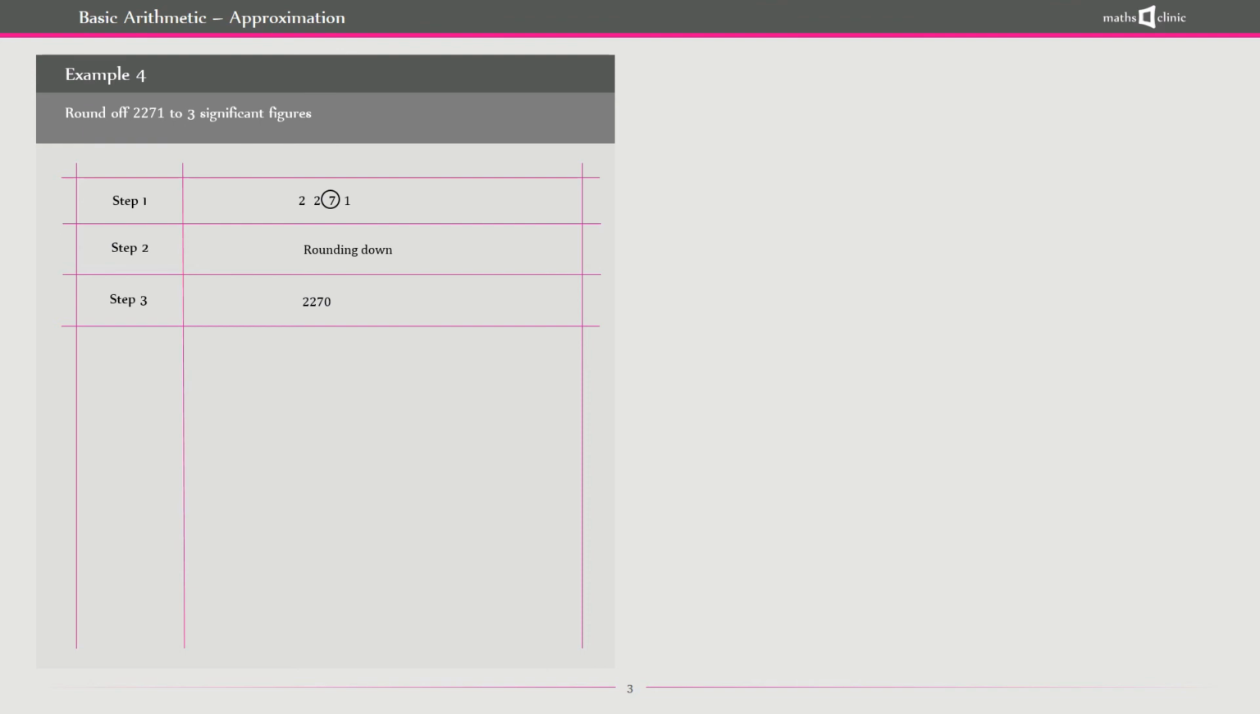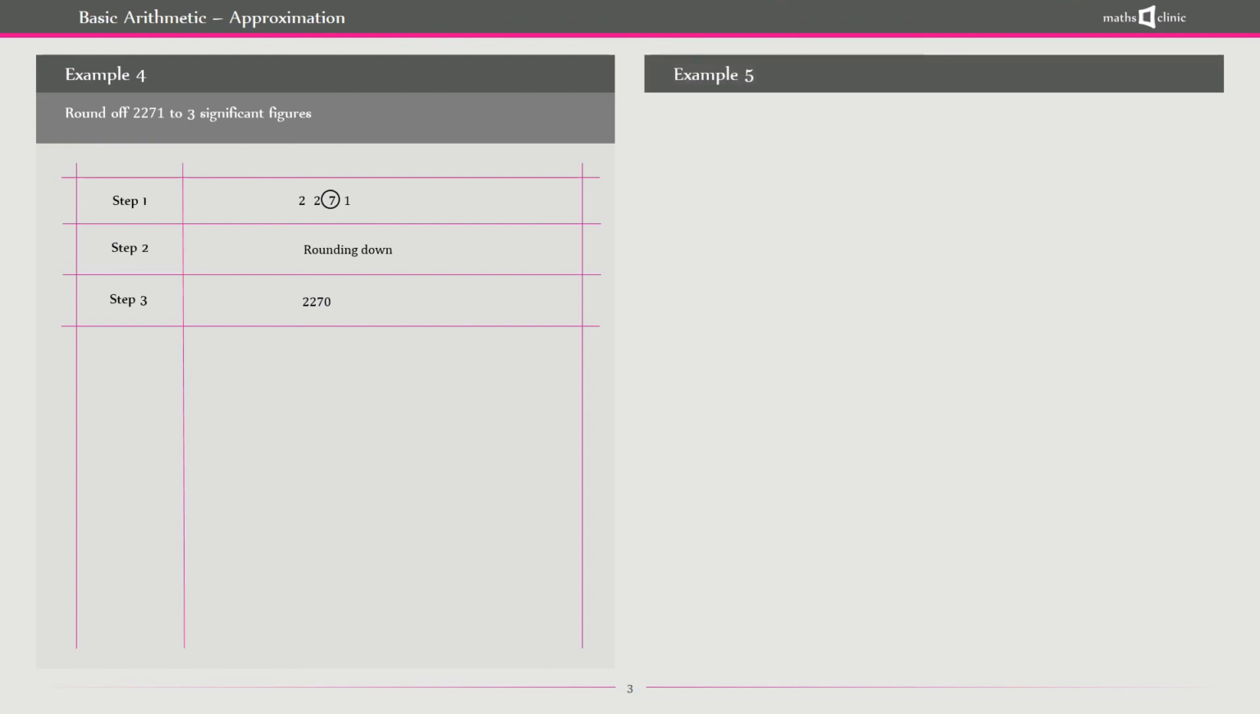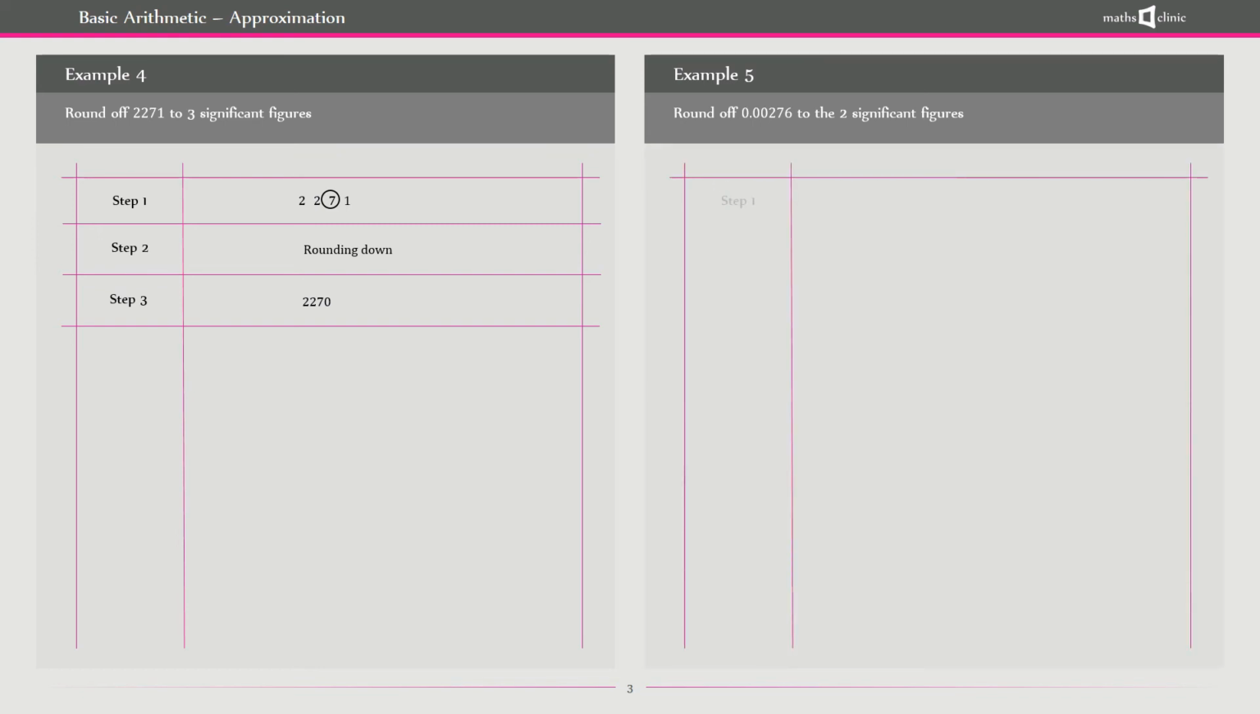But if you consider example 5, this is where it gets interesting. What if you're asked to round off a number like this? Round off 0.00276 to 2 significant figures. Step 1, you have your number. Again, you're going to count significant figures. So we start, the first significant figure is 0, the second significant figure is 0, the third significant, no, that's wrong.